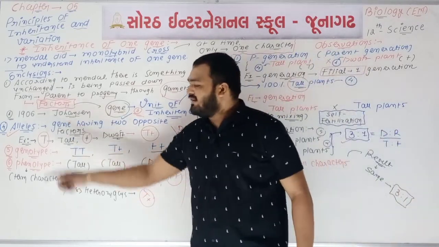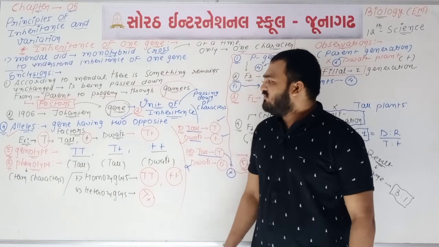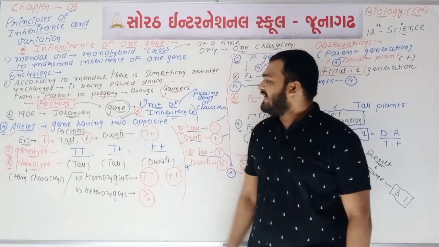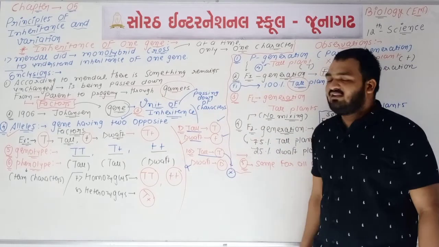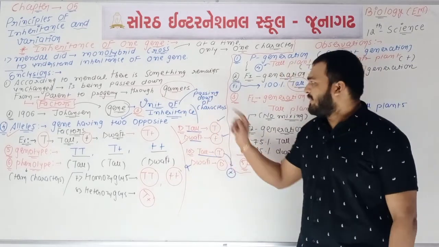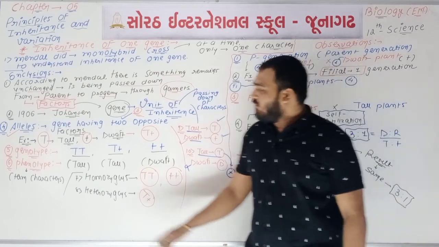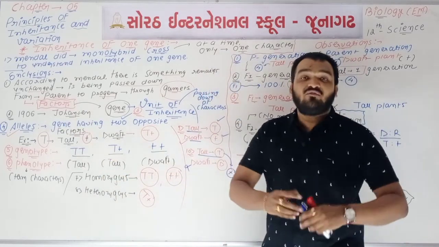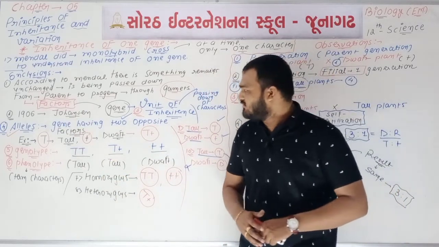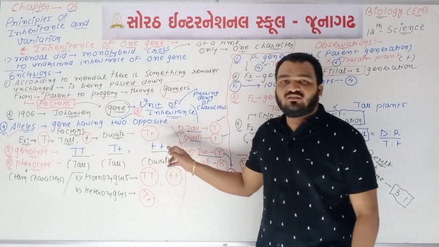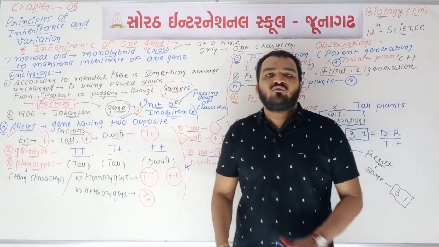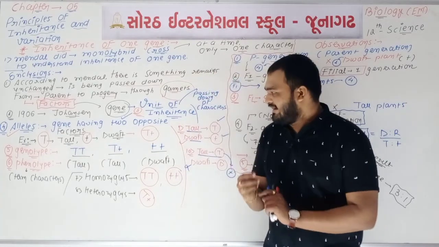And in the year 1906, Johansen said factors are one type of gene, the unit of inheritance, responsible for the passing down of characters. What about the alleles? It is a different form of gene, another form of genes, the genes having two opposite factors like capital T and small t, both being contrasting opposite traits.